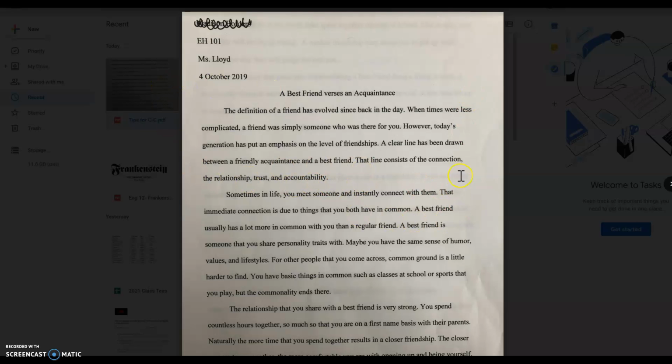Here, this is a pretty solid introduction. This person has laid out the two things that she's going to be discussing in this paper. So it's very clear from the beginning that this paper is going to be about a best friend versus just an acquaintance. Those last two lines are functioning as a thesis statement. And I know that she's going to look at this contrasting relationship through the lens of connections, relationships, trust, and accountability.